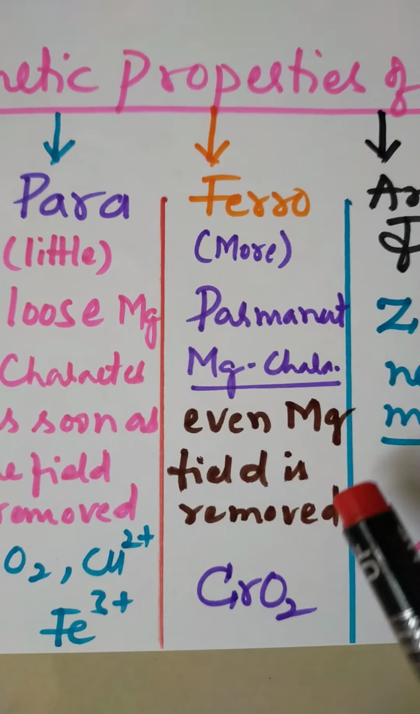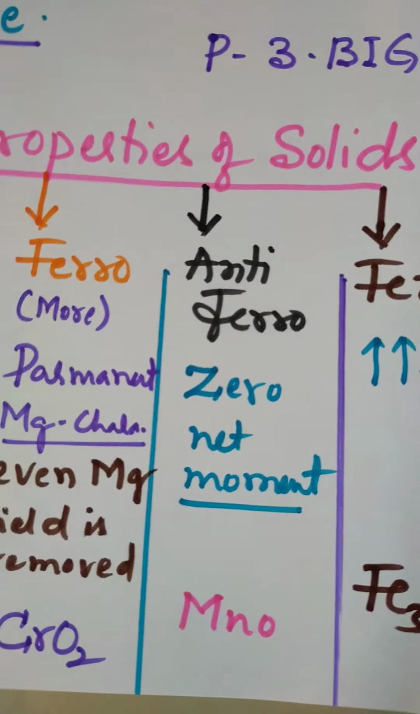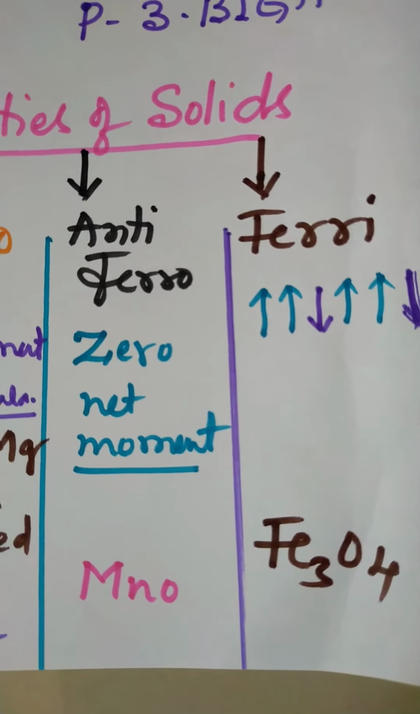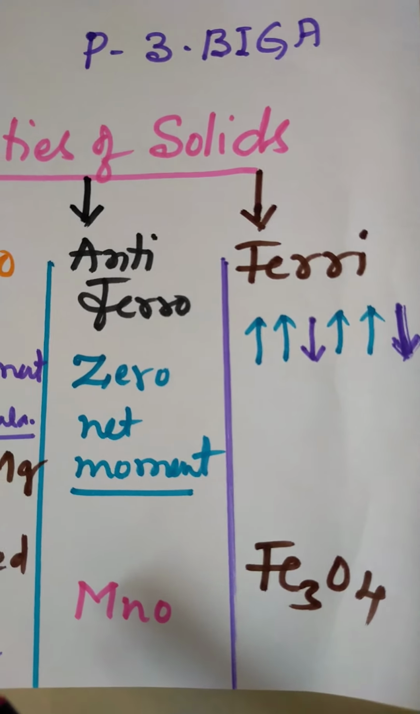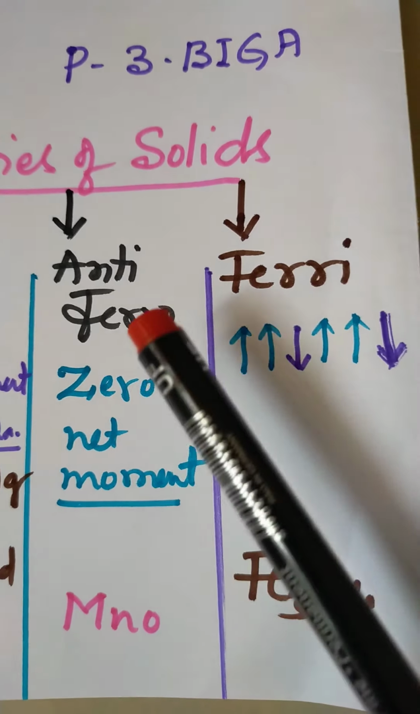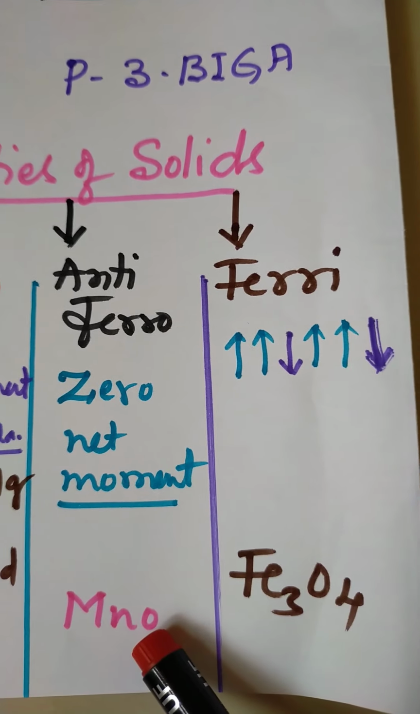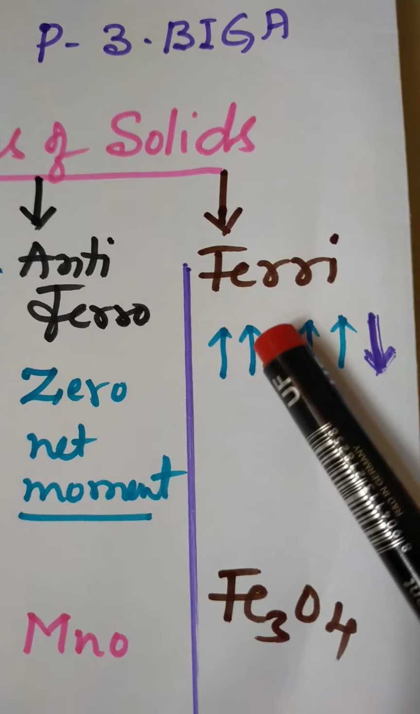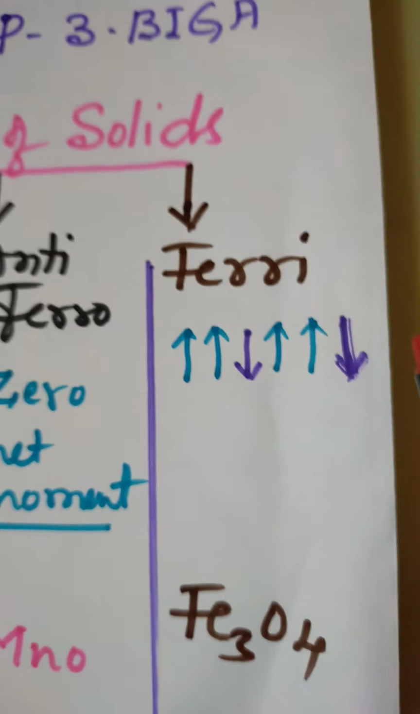Example, chromium oxide. Then come to another one, antiferro. Anti means opposite. They show zero net moment of the attraction. Example is MnO. They do not show that. Observe the beauty of the ferromagnetic substance.